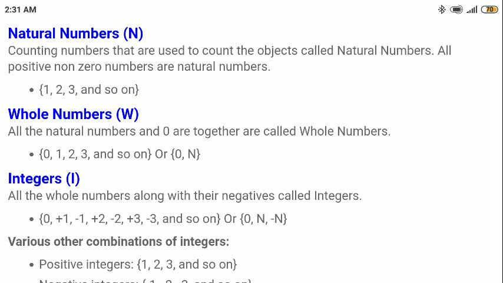Next group of numbers is whole numbers, which is represented by W. A whole number is a group of numbers where we include 0 with all the natural numbers. In natural numbers, which we use for counting, we were not counting anything as 0, but when we added 0, we found the group which completed the positive sense. That means whatever we are counting, it can be 0 as well as 1, 2, 3, 4, 5.